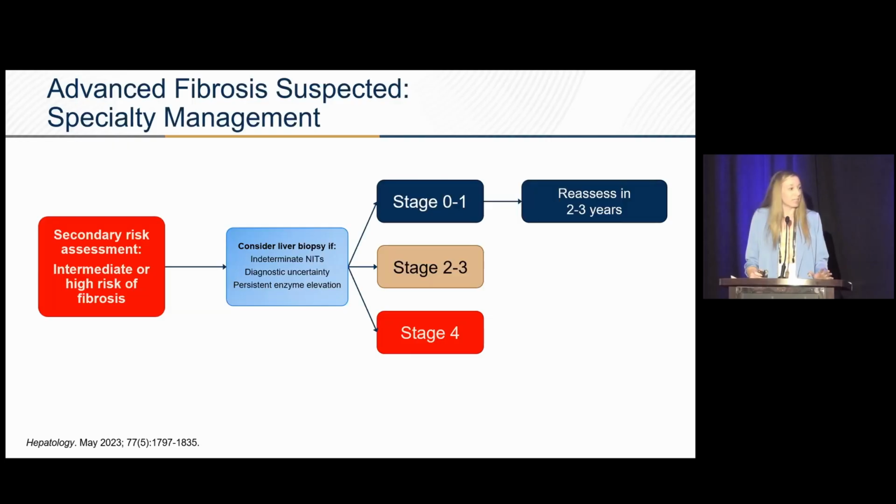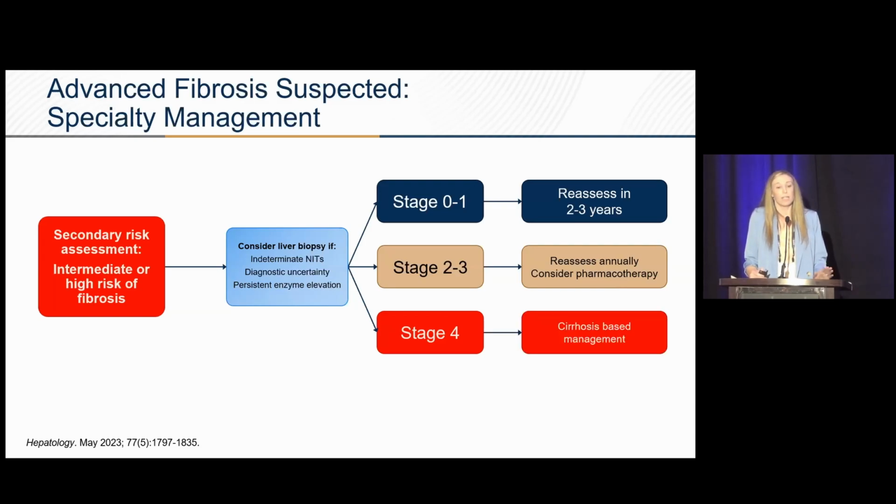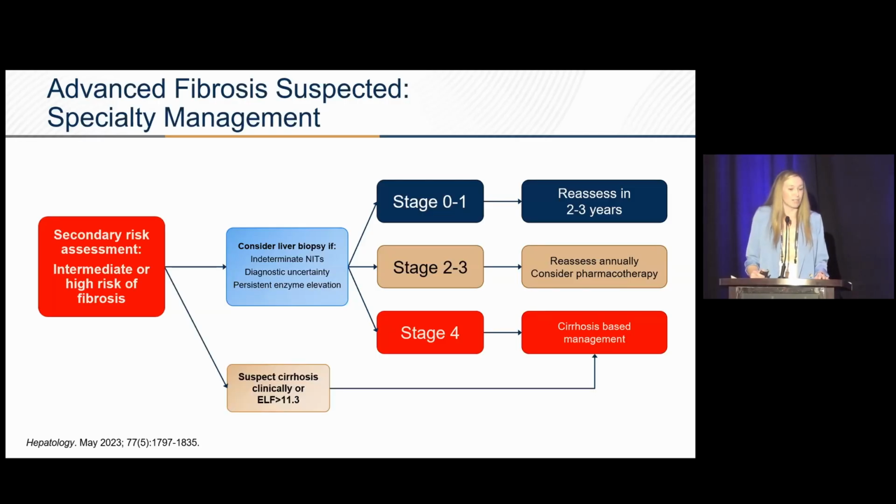Once we've accurately assessed this patient for fibrosis, if they fall in stage 0 to 1, we can reassess every 2 to 3 years while also having an in-depth conversation about lifestyle management, right? Proper diet, exercise, all that fun stuff. For stage 2 to 3, you can consider pharmacotherapy, especially in our stage 3 patients. Stage 2 as well, definitely consider pharmacotherapy. In those patients, we can reassess annually. If they're stage 4, then they would fall into cirrhosis-based management with HCC screening and variceal surveillance.